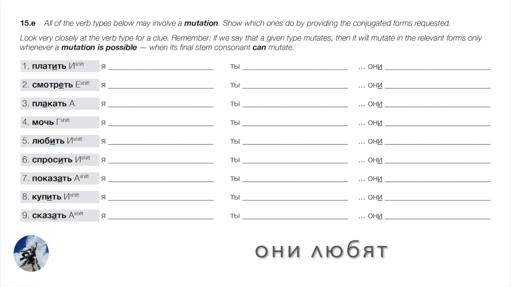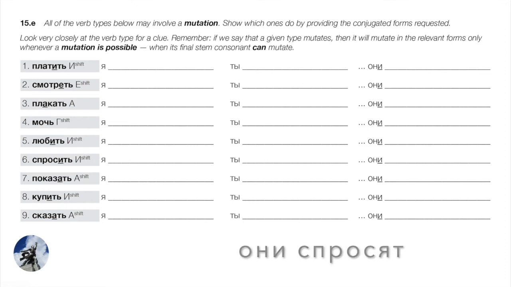Number six, просить. Shifting stress, E verb, so that means mutation in the я form only. Can с mutate? Yes, and so it's ш. So we get a mutation: я прошу. But then elsewhere, ты просишь, они просят. We're back to the с.